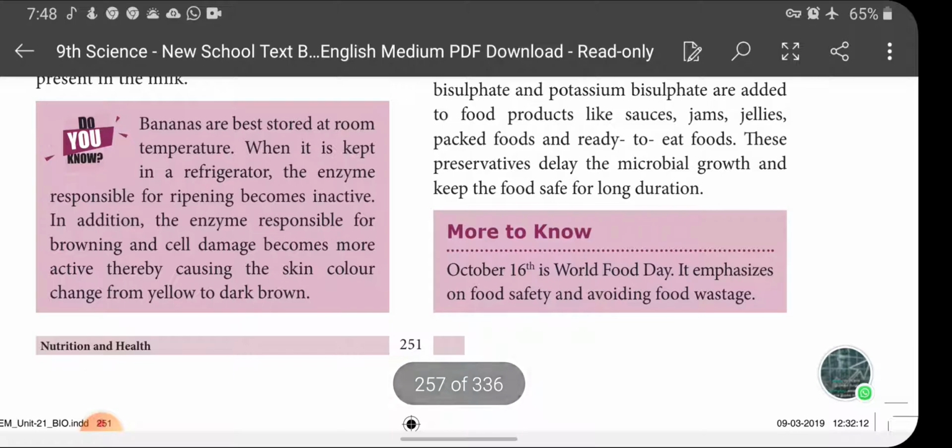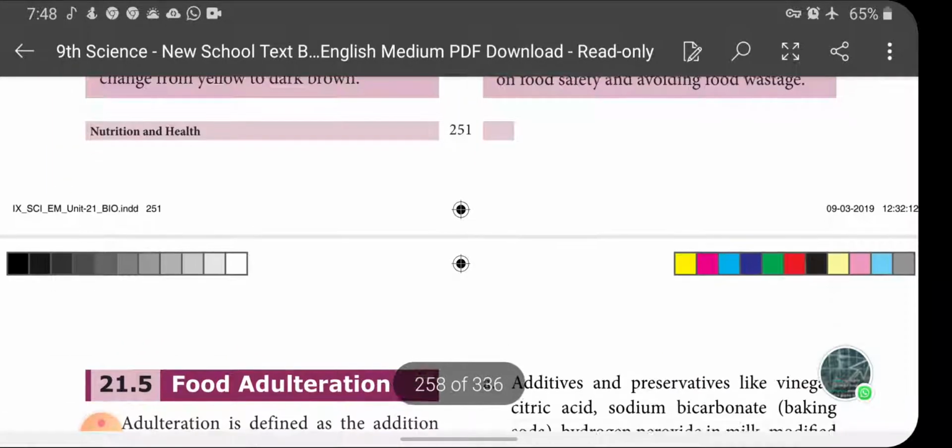Then, more to know: October 16th is World Food Day. It emphasizes food safety and avoiding food wastage.